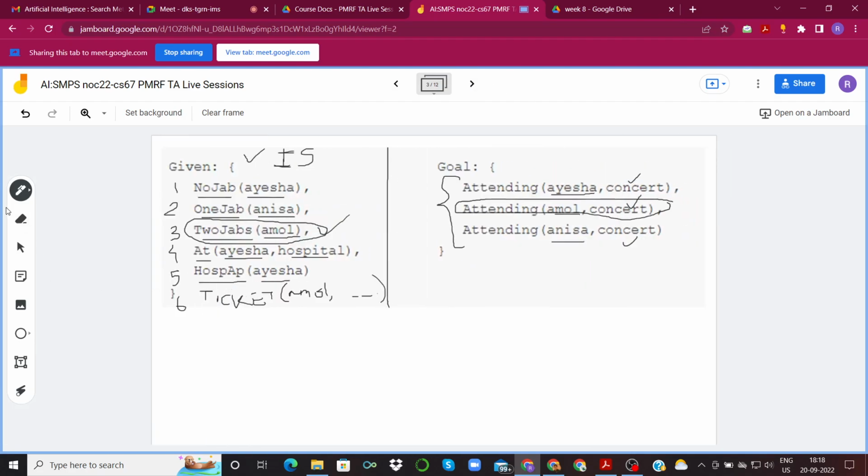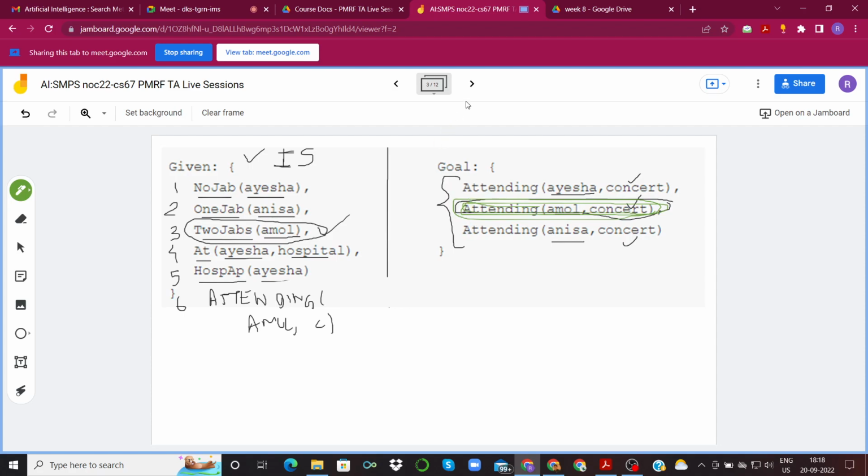So the negative effect is that this will be removed because a mole will be attending the event, so this will no longer be needed, and we can add attending a mole concert. Okay, so we have satisfied this particular goal. This one we have satisfied.